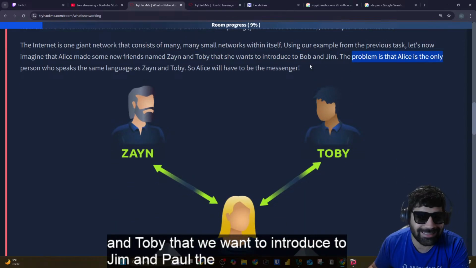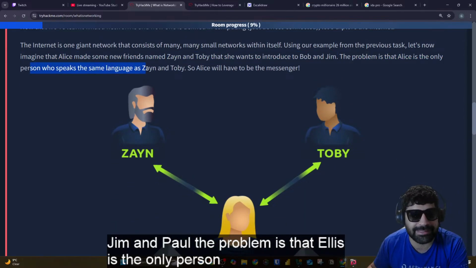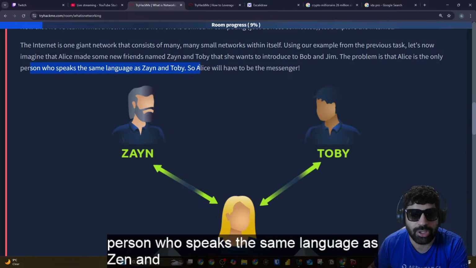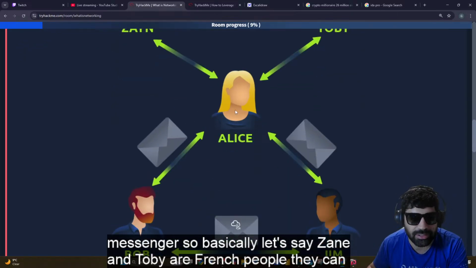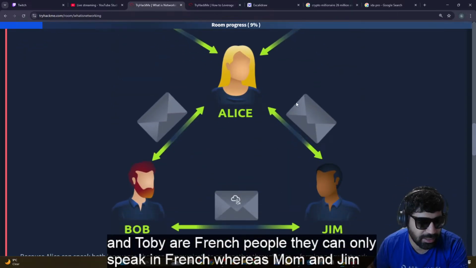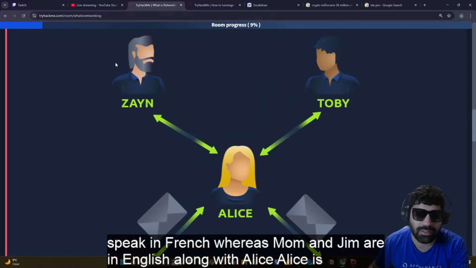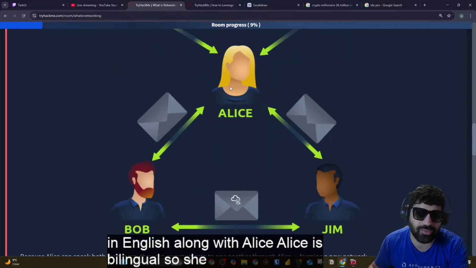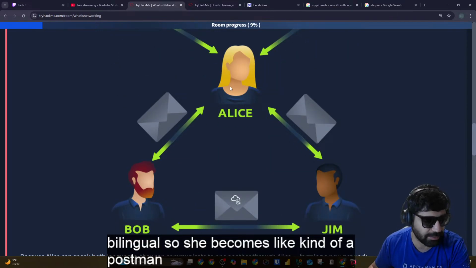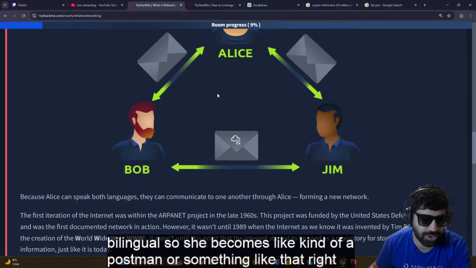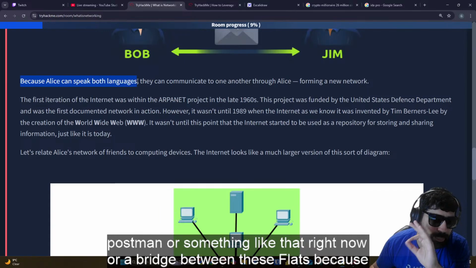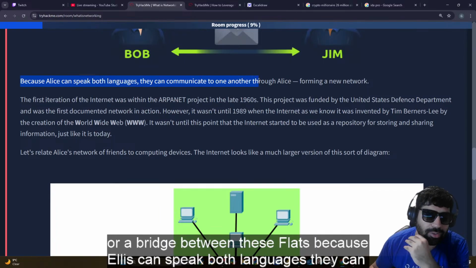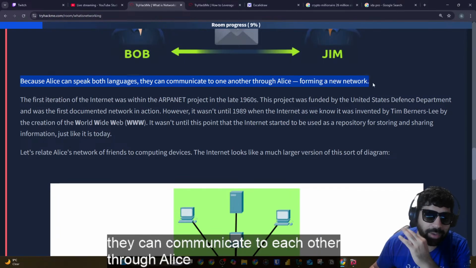The problem is that Alice is the only person who speaks the same language as Zahin and Toby, so Alice has to be the messenger. So basically, let's say Zahin and Toby are French people, they can only speak in French. Whereas Bob and Jim speak English along with Alice. Alice is bilingual, so she becomes kind of a postman, right? A connector or a bridge between these lads. Because Alice can speak both languages, they can communicate with each other through Alice, forming a new network.